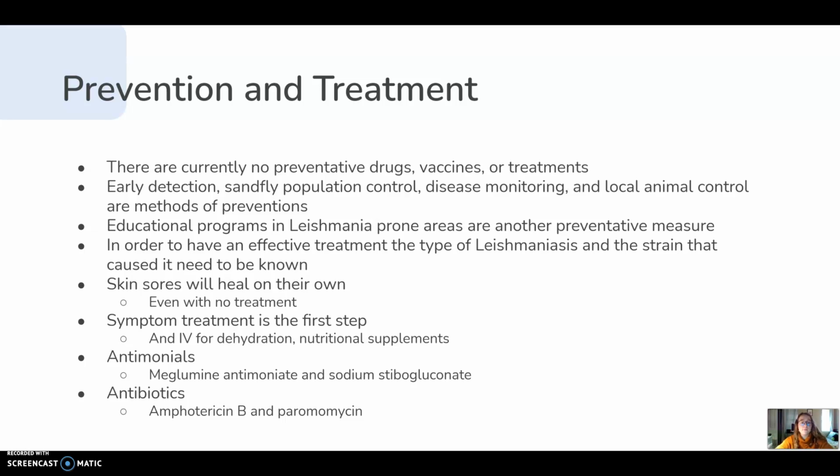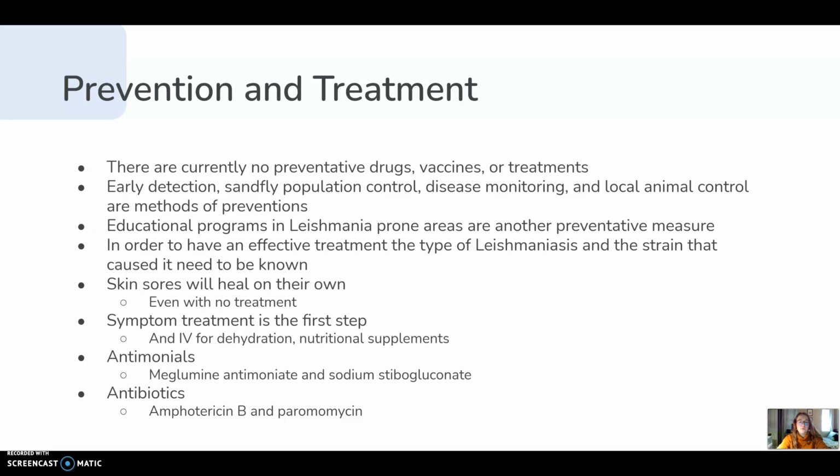So there are a few methods of prevention and treatment. However, none of these methods of prevention include a drug or a vaccine. Early detection, sandfly population control, disease monitoring, and local animal control are many of the methods of prevention, as well as educational programs in the signs and symptoms of leishmania in leishmania-prone areas, which are another effective preventative measure.